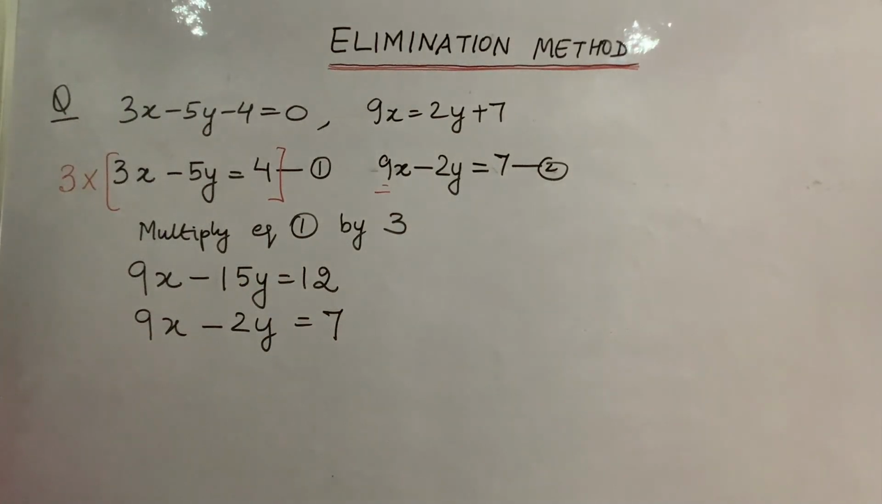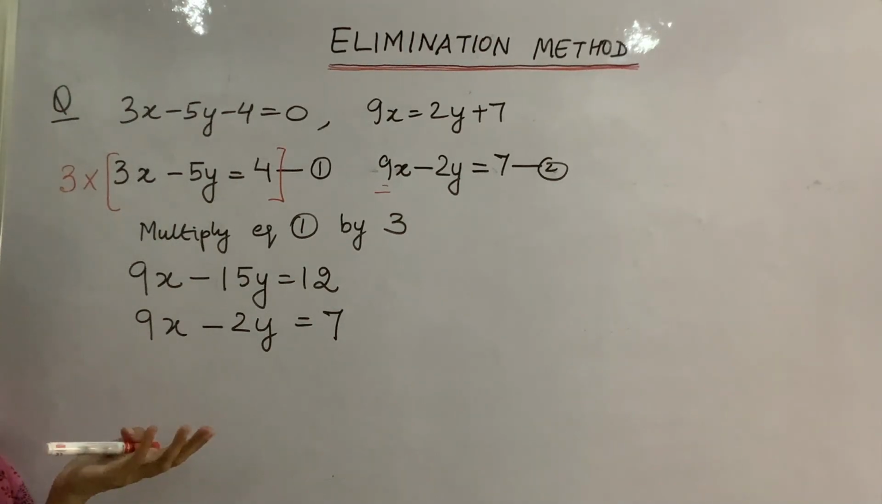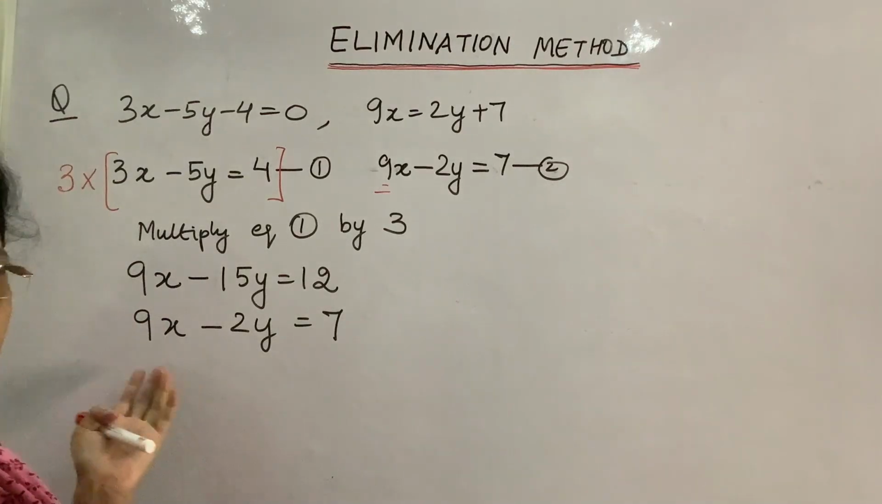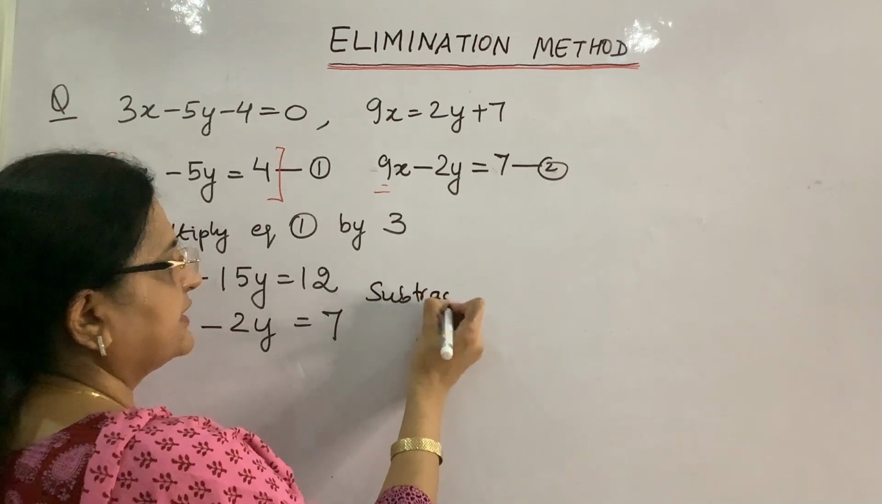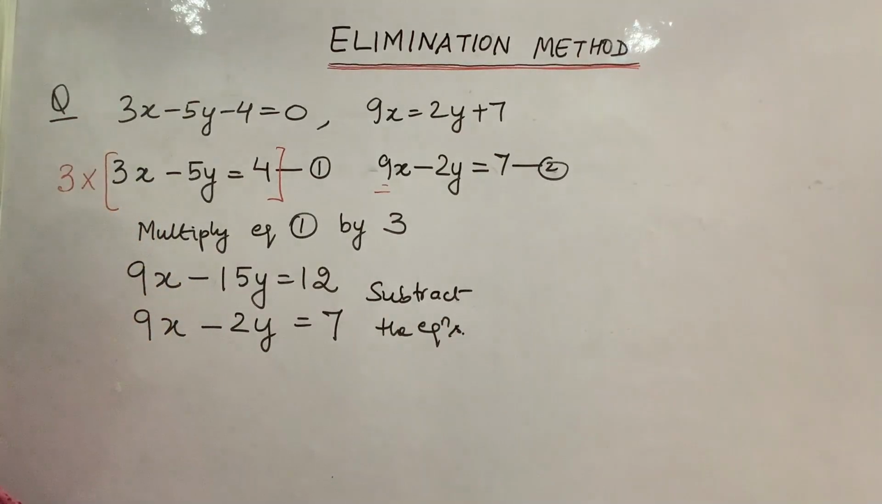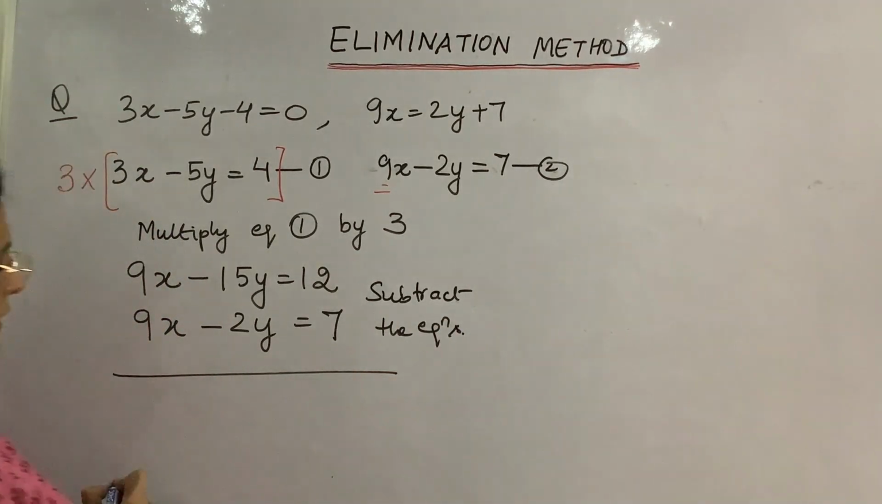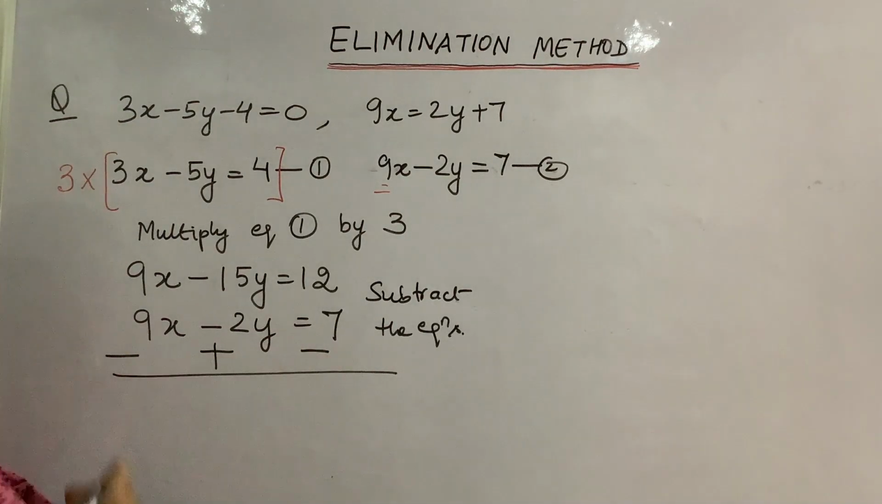Now we have both the equations written together and we see that the coefficients are equal and have the same sign. So we discussed in the previous question that when coefficients are equal and have the same sign, what do we do? We subtract the equations. On subtracting the equations, what do we do? Change the sign, change the sign. Plus becomes minus, minus becomes plus, and again plus becomes minus.